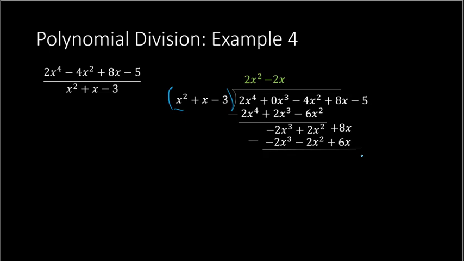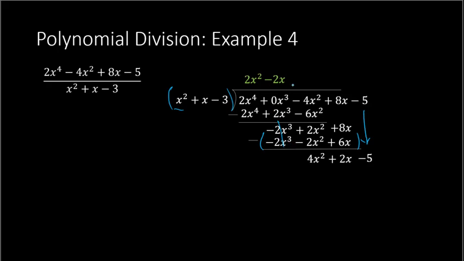And then from here, we subtract. So remember, we're subtracting everything. So negative 2x cubed minus a negative 2x cubed, that becomes a plus, which would cancel. And then 2x squared minus a negative 2x squared. So minus the negative, again, would make it plus. So 2x squared plus 2x squared, that would give you 4x squared. And then 8x minus the 6x would give you 2x. So now we have 4x squared plus 2x. And now to finish off, we bring down this negative 5 and then repeat the process one more time.